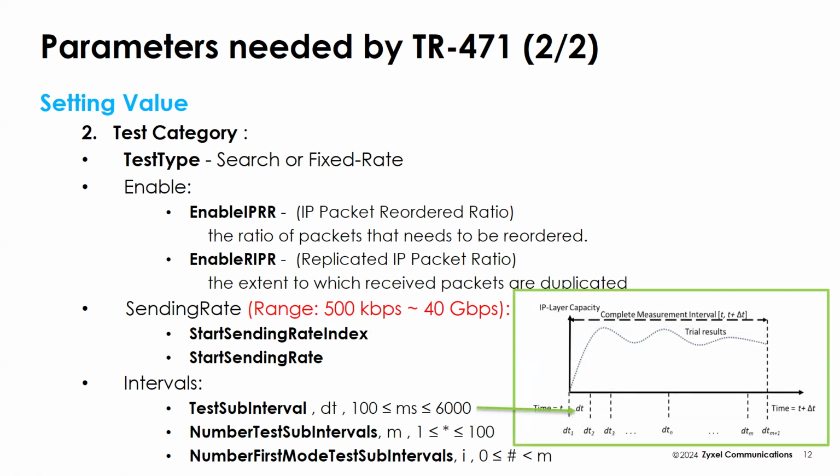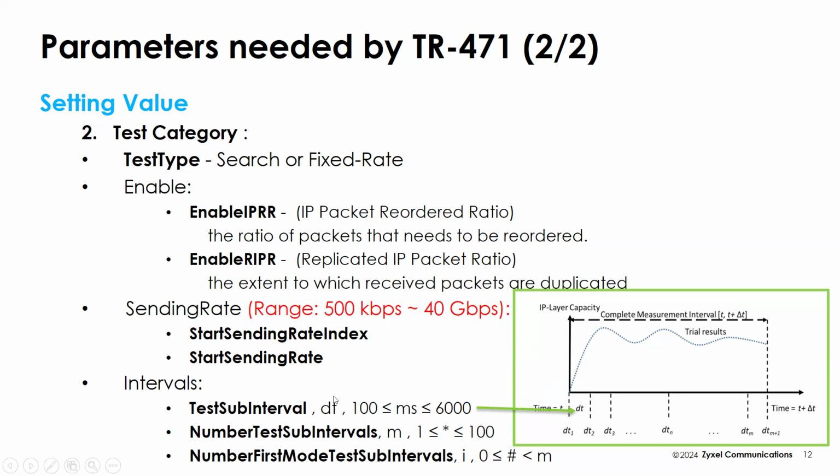And the rest of the parameters I list on this slide are for setting the testing interval. The first one is the test subject interval, which represents the time spent in each interval, like the DT displayed here. This parameter is measured in milliseconds, ranging from 100 milliseconds to 6,000 milliseconds.